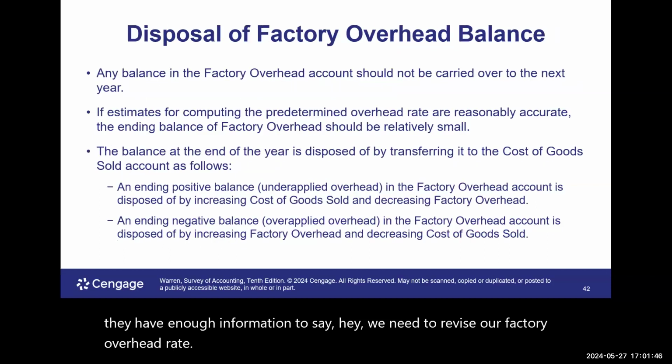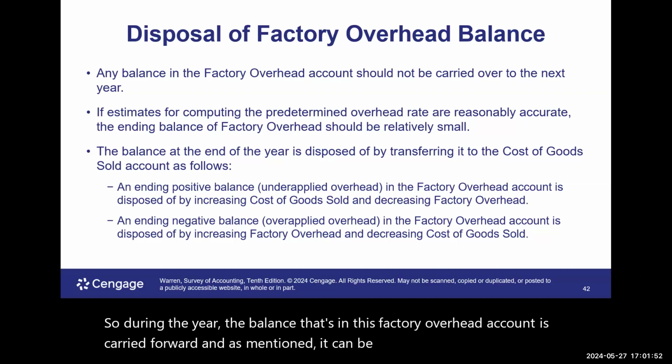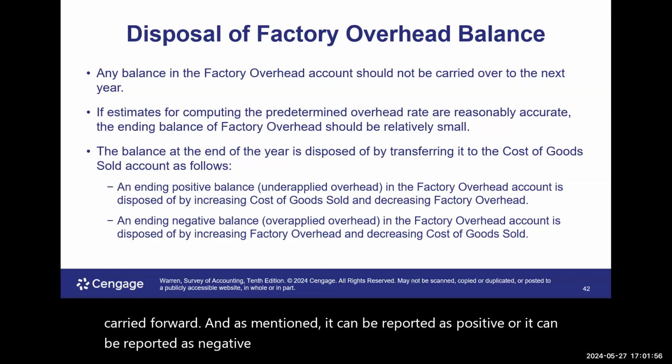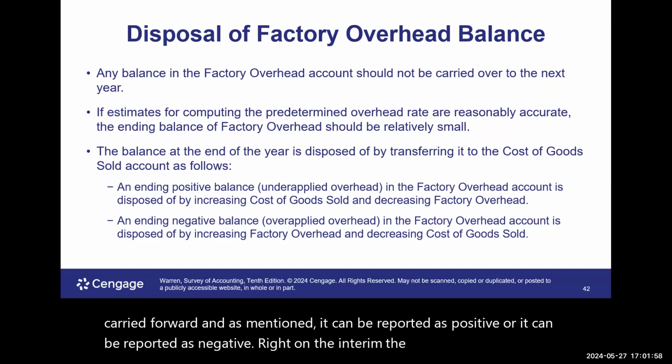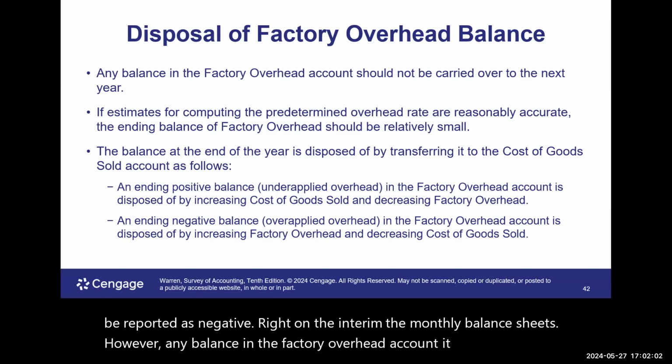So during the year, the balance that's in this factory overhead account is carried forward. And as mentioned, it can be reported as positive or it can be reported as negative, right? On the interim, the monthly balance sheets. However, any balance in the factory overhead account shouldn't be carried over to the next year.